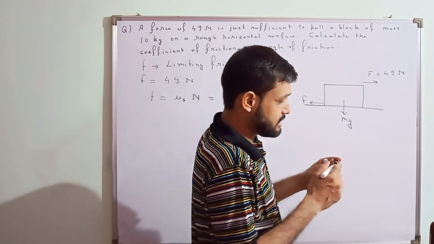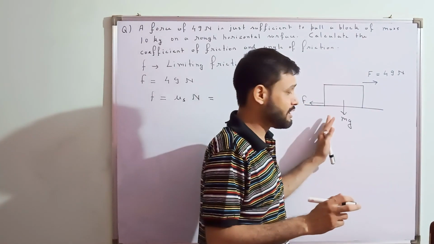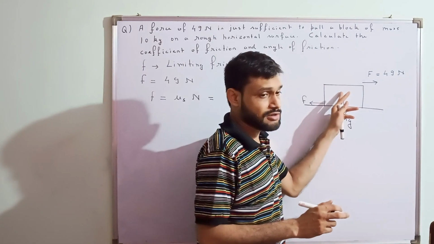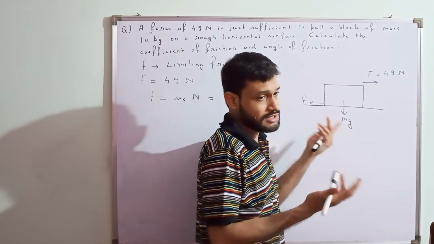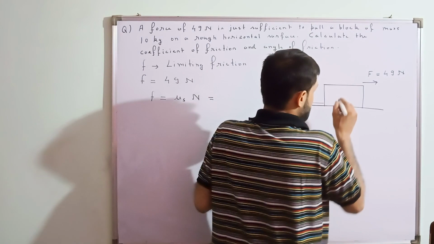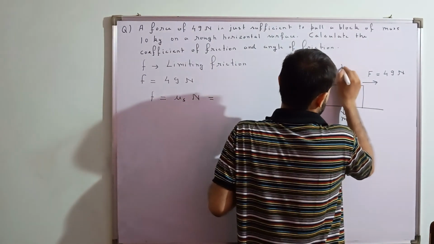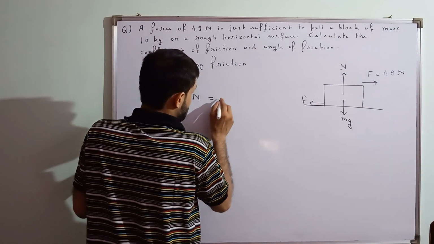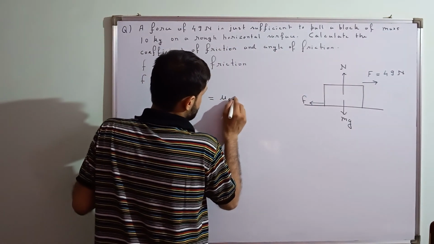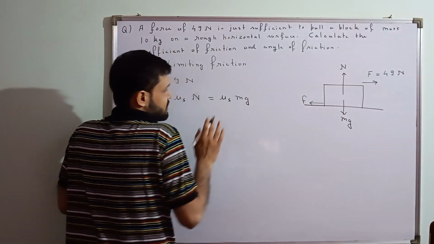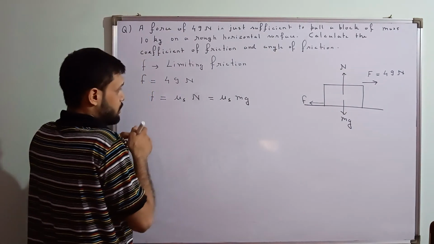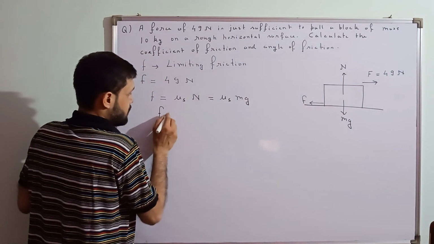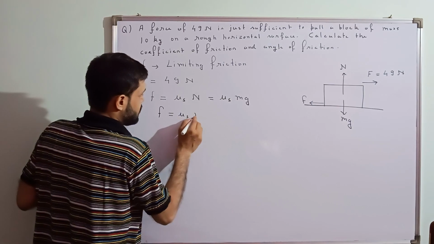They will give you the condition. Whatever the situation is, they will give it to you. If the normal reaction is equal to mg, put mg. If it is not, then put that value. So we need to see the situation. Here the situation is that normal reaction is equal to mg, so no problem, we can put the value. Friction is equal to mu times mg.